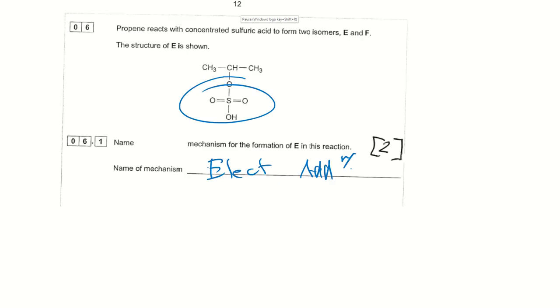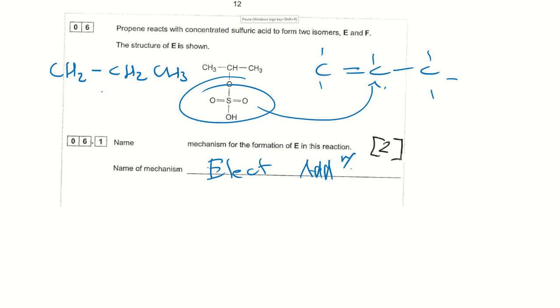You then had to draw the structure of F, which was just simply the other structure. So if this was propene, if we just draw it quickly, in this instance the sulfuric acid is added to the second carbon. All you then had to do really was draw the same thing, but with the sulfuric acid on the third. So in this case it would have been CH2, CH2, CH3, and then on this one we have our same structure as we have on the question here. So that would have been your answer there. You could have drawn it as skeletal formula or otherwise, but all your bonds had to be right. That had to be right.